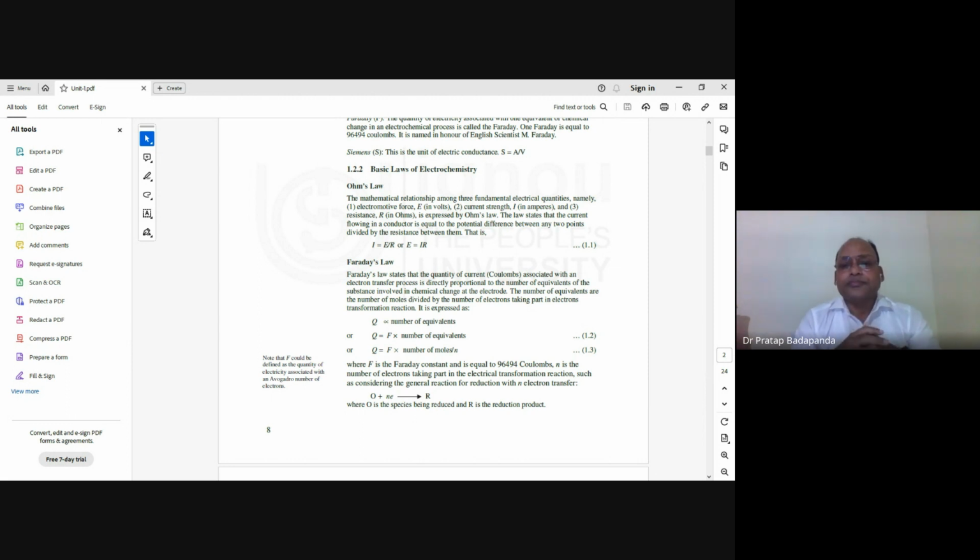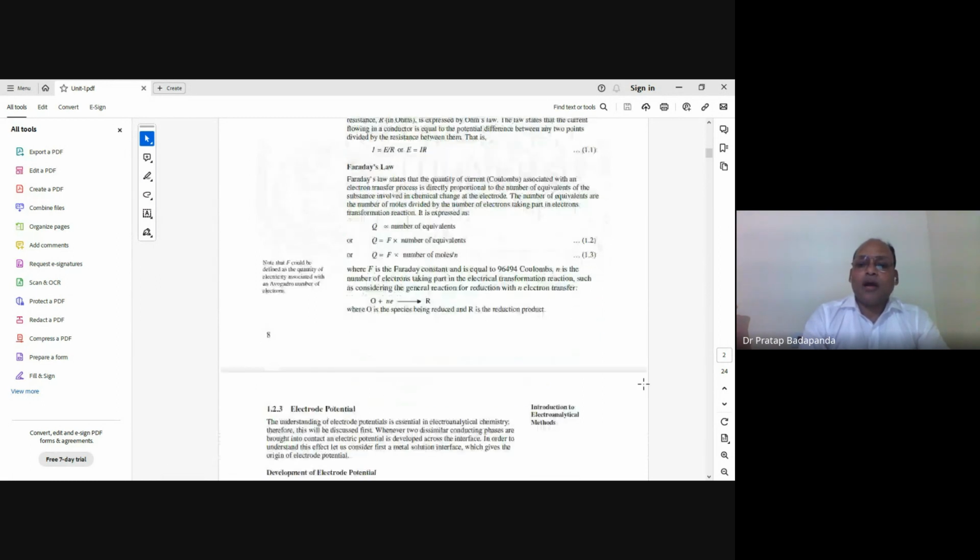Now, Q is the charge, which is directly proportional to the number of equivalents. So Q is equal to F times n, where F means Faradays. You can put 96500 C or 96494 C, you can put the value of that one. And n is the number of moles of electrons passing. So this is the formula of Faraday's law.